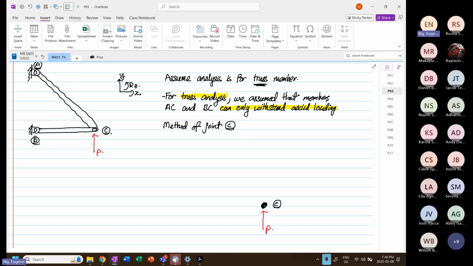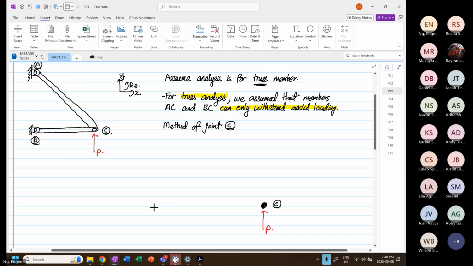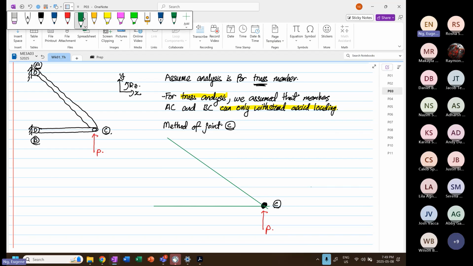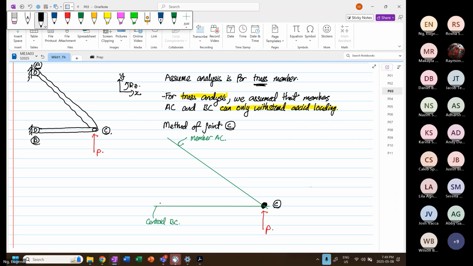P. Next, I'm going to draw green lines. And I'm going to draw another one at an angle. This green line is still the same as what we had before. This green line represents the centroid for member BC. And this green line is for member AC.